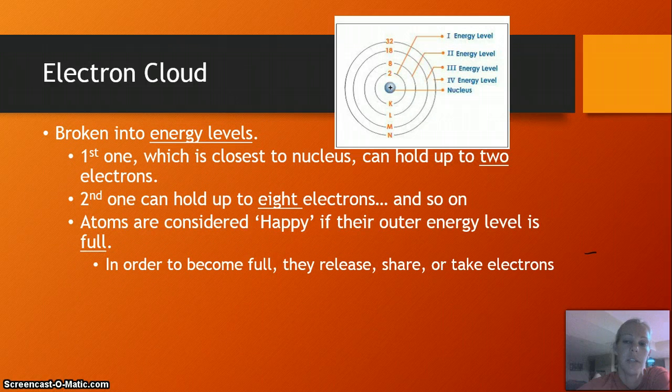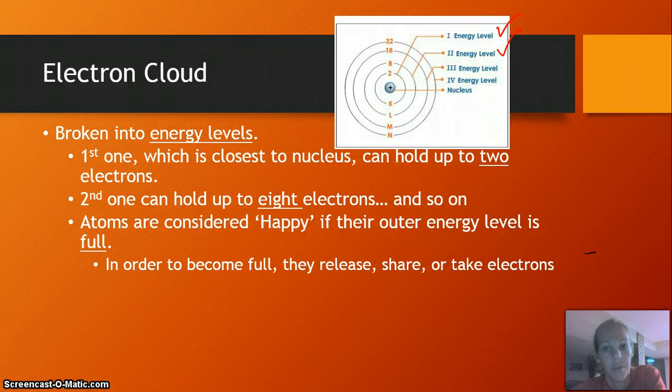Now, the electron cloud, let's talk a little bit deeper about that. It actually is broken up into energy levels. And we aren't going to be studying all of the energy levels within the electron cloud. I want you mainly to focus on the first energy level and the second energy level.